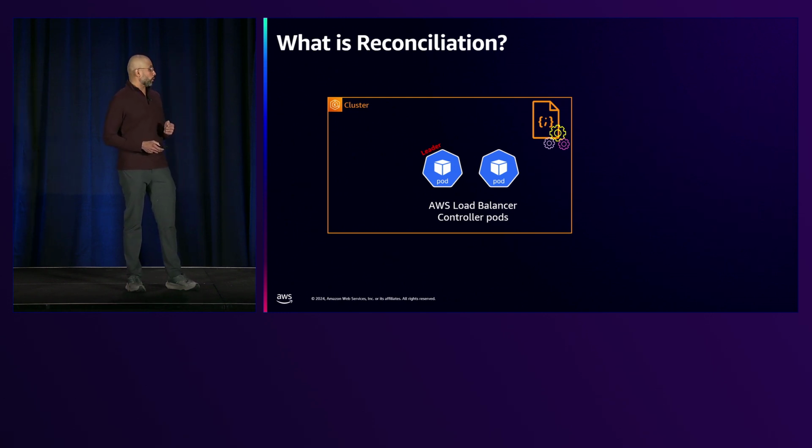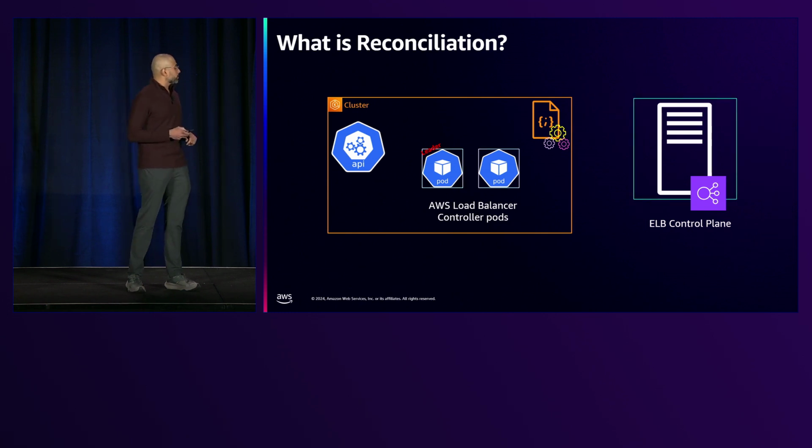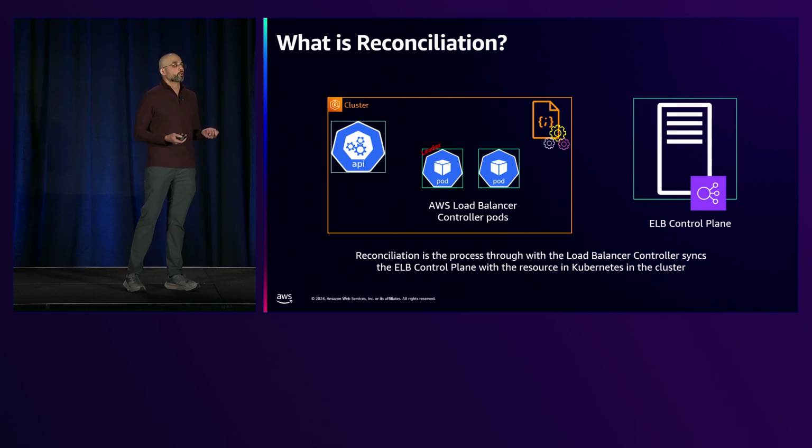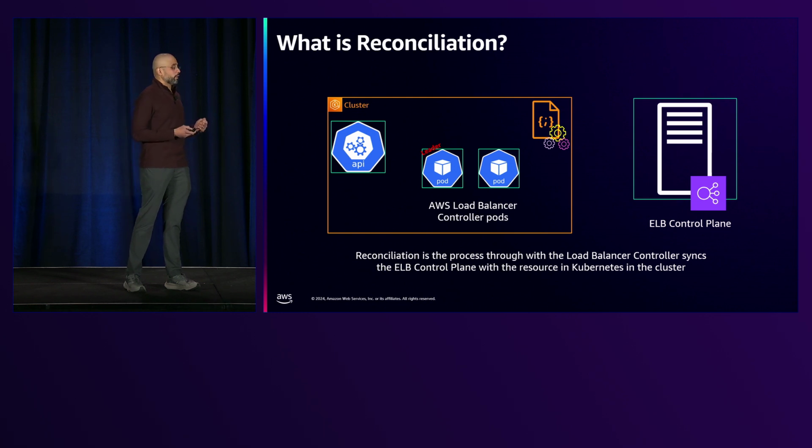So let's start with what reconciliation is. There are 3 components to be aware of. First, the controller. Next, the Kubernetes API server. And then there is the ELB control plane. Now, the role of the controller is to keep these 2 things in sync. So the green box that shows up means these 2 things are in sync. By 2 things I mean the Kubernetes API server and the ELB control plane, and this process of keeping them in sync is called reconciliation.